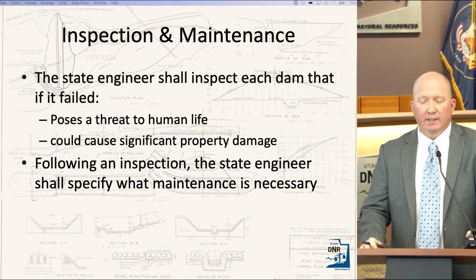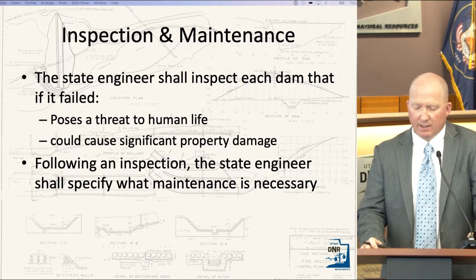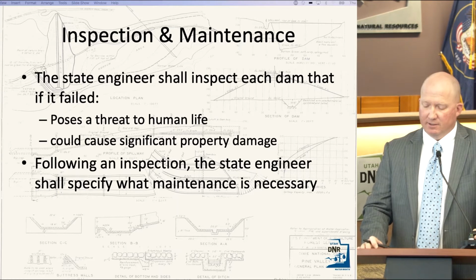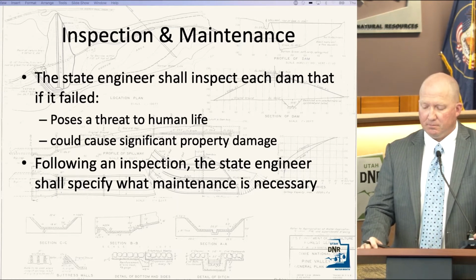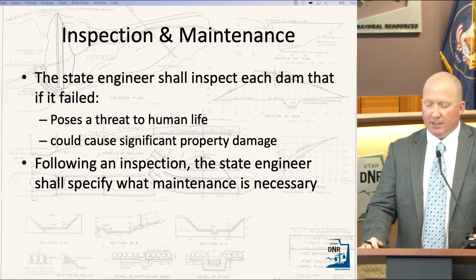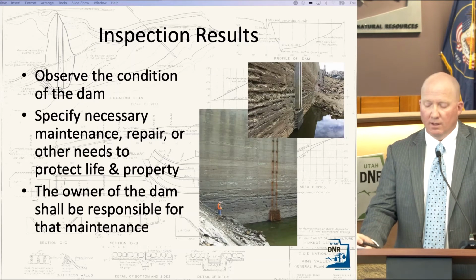In general, we inspect high hazard dams annually. Moderate hazard dams are inspected every 2 years, and low hazard dams are inspected once every 5 years. During those inspections, we observe the condition of the dam and look for any changes in performance or operation. Following those inspections, we will issue a letter identifying the necessary maintenance that the owner is to address.